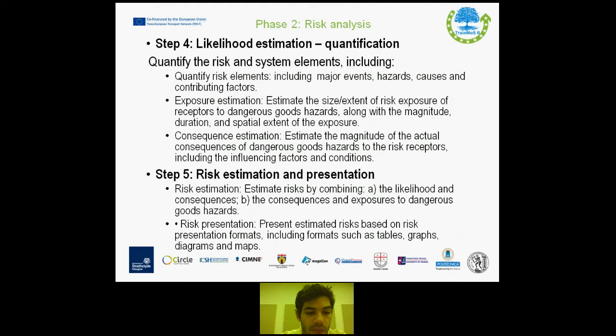Finally, in step 5, we have the risk estimation and its presentation. Risk estimation includes risk estimates by combining, firstly, the likelihood and consequences, while secondly, the consequences and exposures to dangerous goods hazards. And also, then you have the risk presentation, where you present estimated risks based on risk presentation formats, including formats such as tables, graphs, diagrams, and maps.